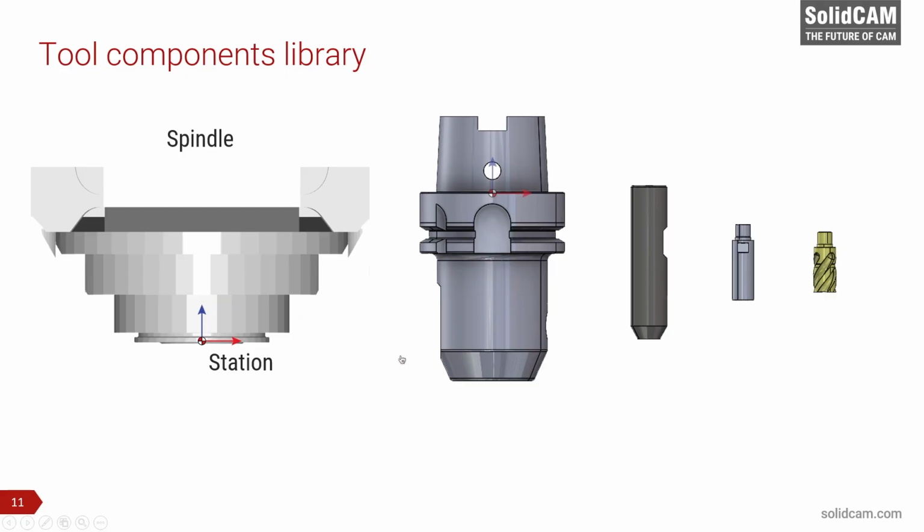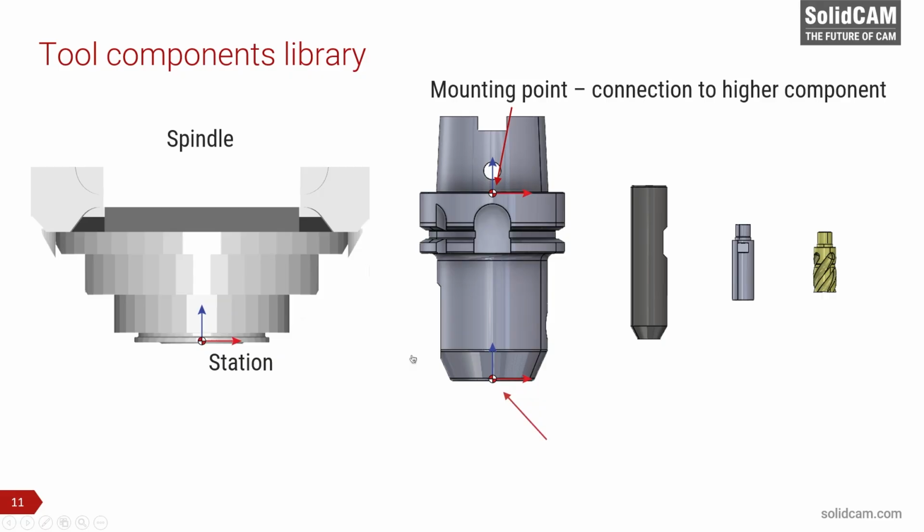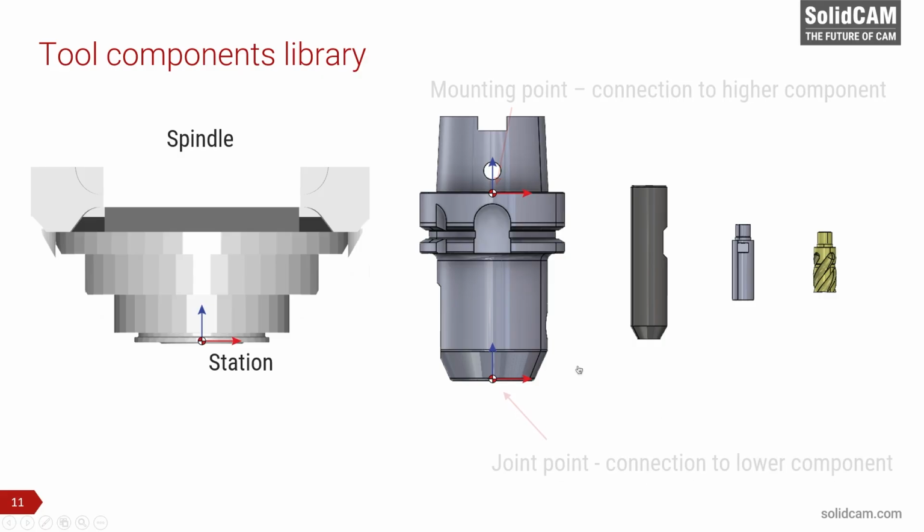Inside the toolkit, we have components such as holders, shanks, and fixtures that always have two coordinate systems. We call the upper one the mounting point, which is actually the connection to a higher component. And if we take such a holder and mount it to a spindle, those two coordinate systems will actually match. Another coordinate system we call a joint point, and this is the connection to a lower component.